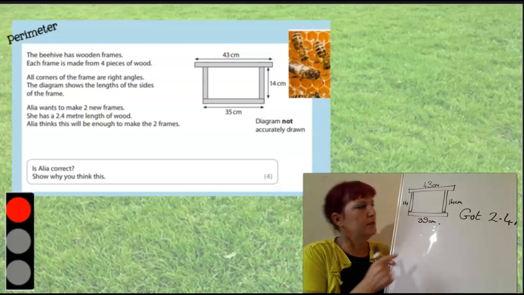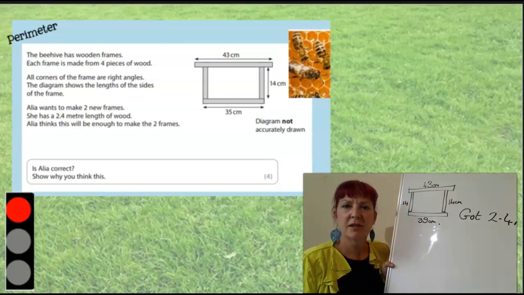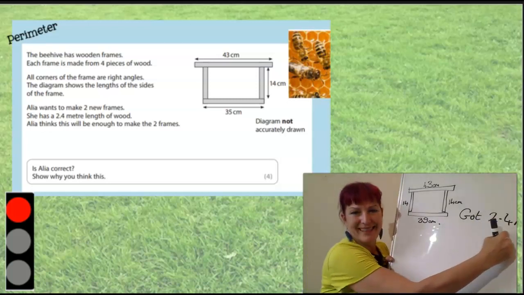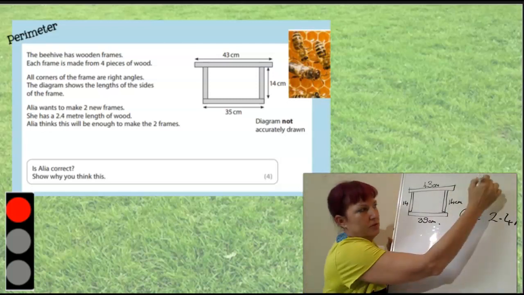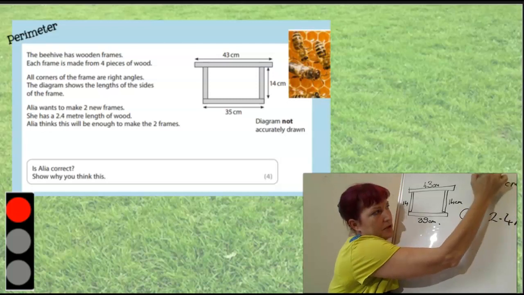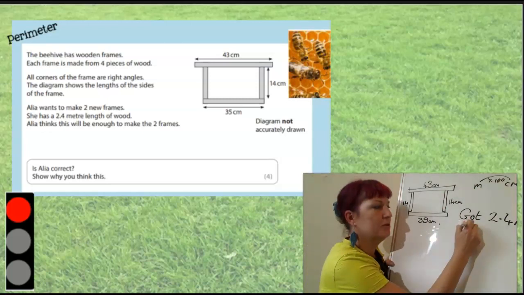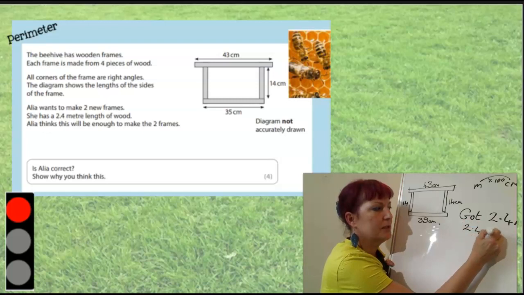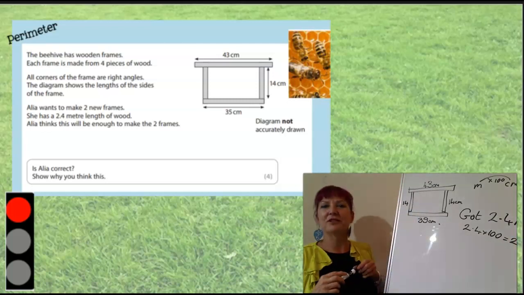Most of my numbers are in centimeters. I only have 1 in meters. So what I'm going to do is change that to centimeters. So from meters to centimeters, I times by 100, because 1 meter is 100 centimeters. So 2.4 times 100 equals 240 centimeters. That is what she's got.